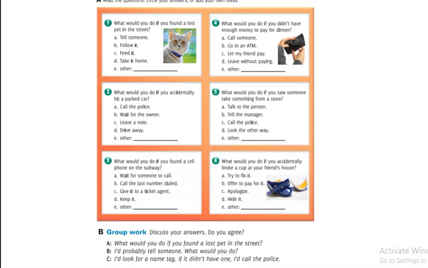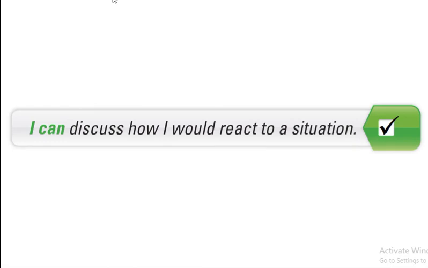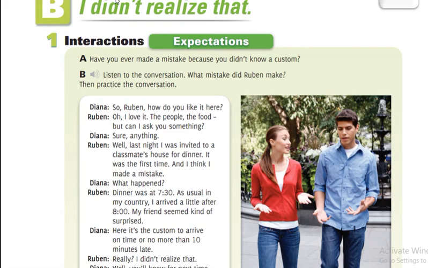Okay, so that's conditional type 2. Now, I can discuss how I would react to a situation. Yes. Well, here we have a reading about expectations. Let's read the dialogue between Diana and Ruben.